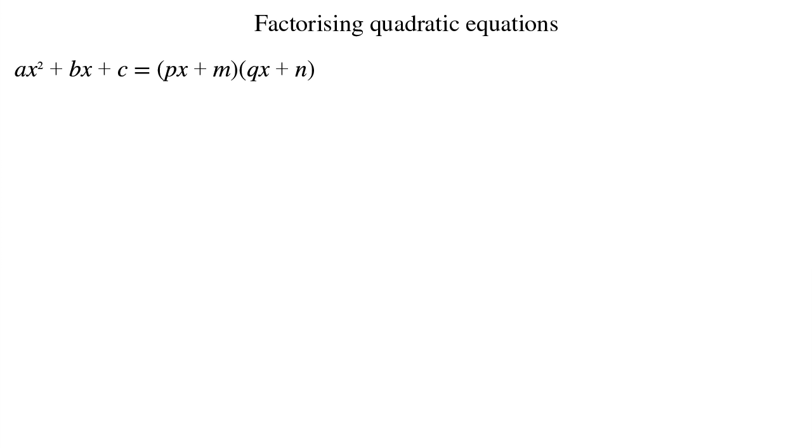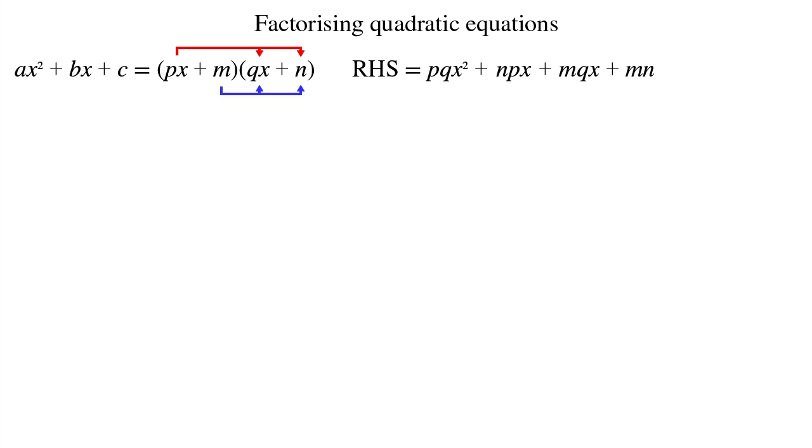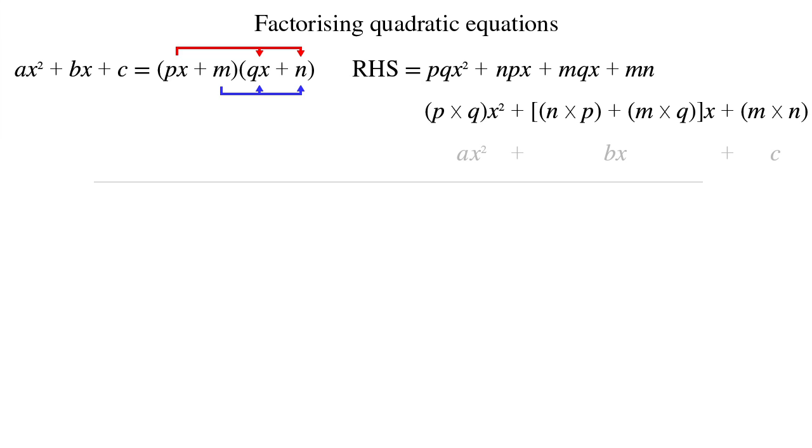Our goal is to find numbers p, q, m and n such that multiplying out this right hand side will give us back the left hand side that we started with. If we multiply out the right hand side, px times qx is pqx squared, px times n is npx, m times qx is mqx, and m times n is mn. That's pqx squared plus mpx plus mqx plus mn. We can write this out again and add brackets in to make things clearer. And let's compare to our original quadratic.